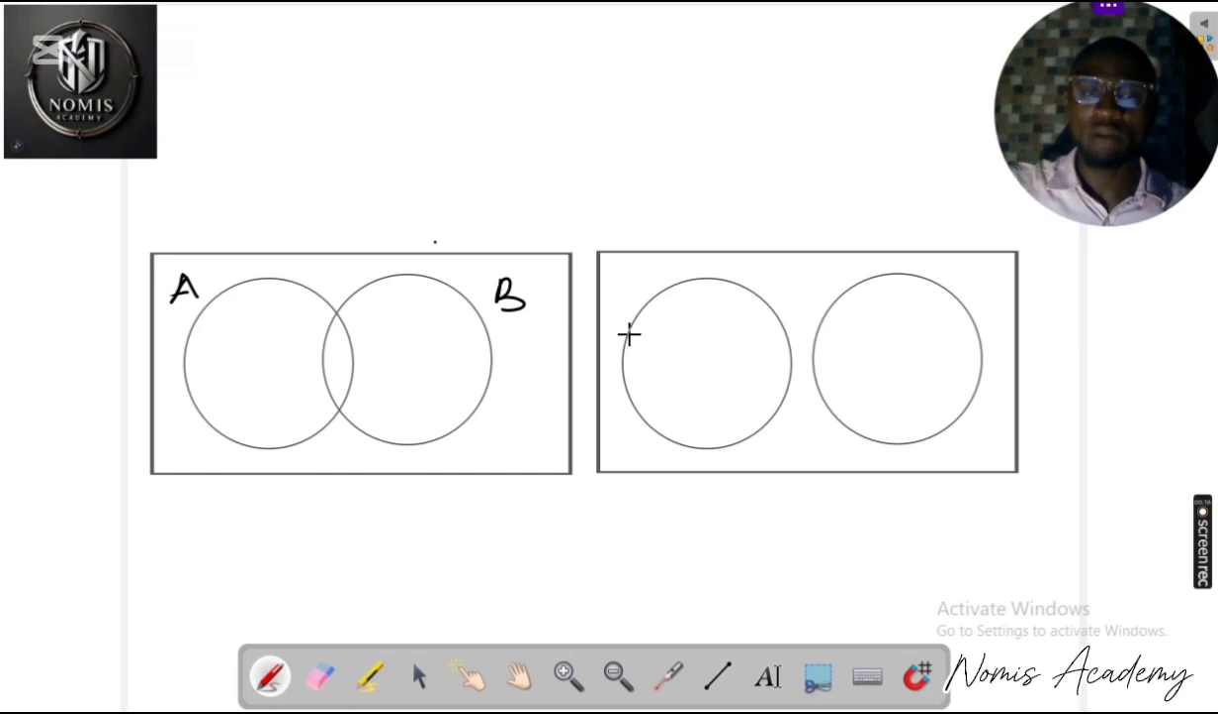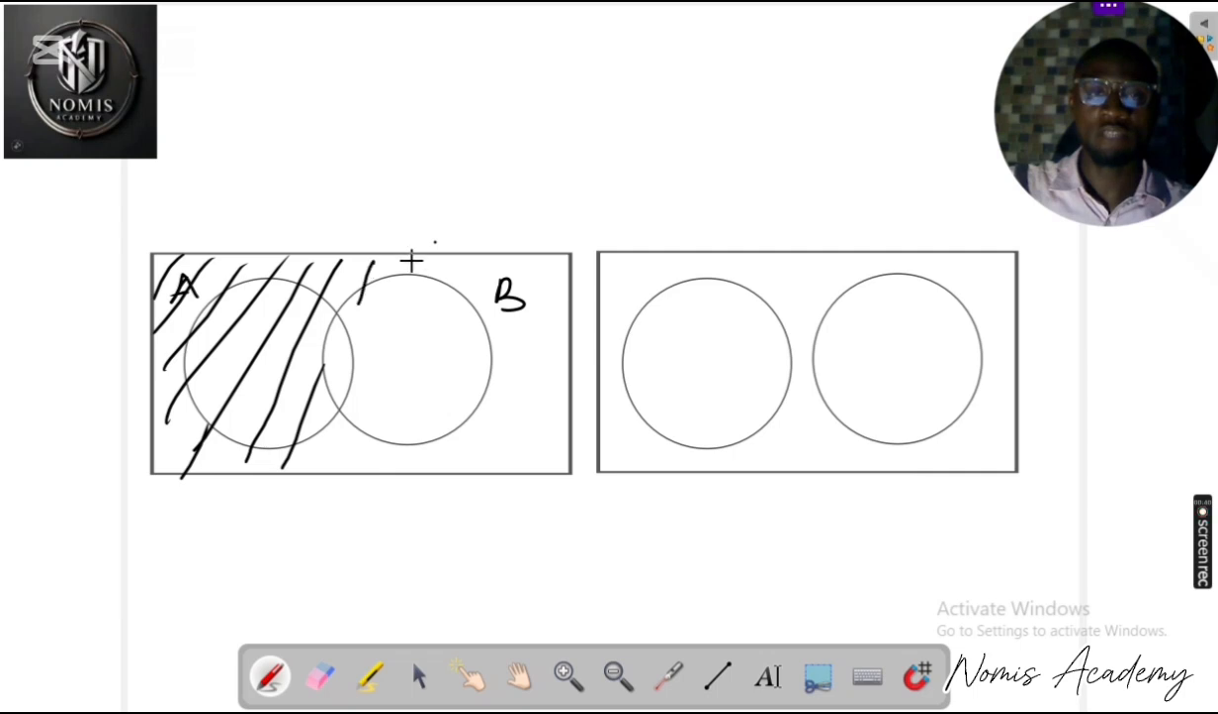So we are talking about this particular part now, left out of the entirety of the set that we have. The entirety is the universal set, but this must be left out. That is A intersect B complement. So when we talk about A intersect B complement, we are going to shade all this part, leaving where we have the intersection unshaded.